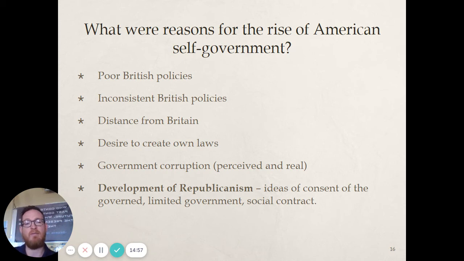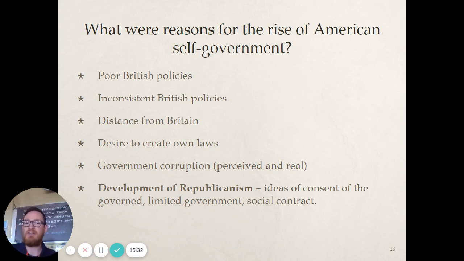The distance from Great Britain. Again, having an ocean between you, having pretty much 4 to 6 weeks of travel between you, that is very, very difficult. If you think about today, how much trouble our government has in governing, and they can pretty much communicate to us immediately. Can you imagine having 6 weeks of a difference between when you're finding out information? Another reason is the colonies' desire to create their own laws. They felt that they could best represent themselves and their own viewpoints versus, again, a country that's several thousand miles over the ocean away from them.